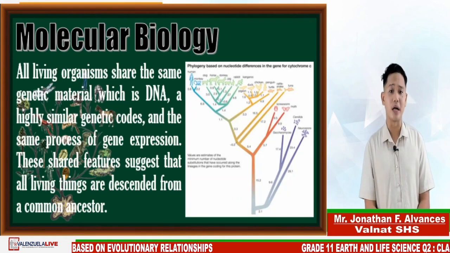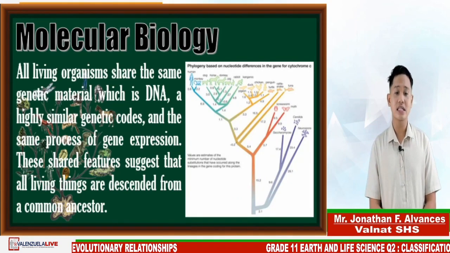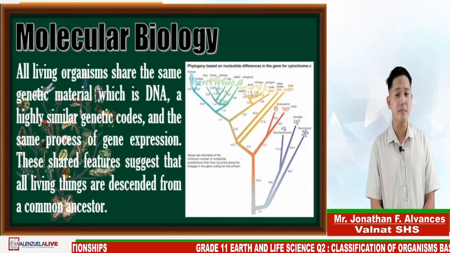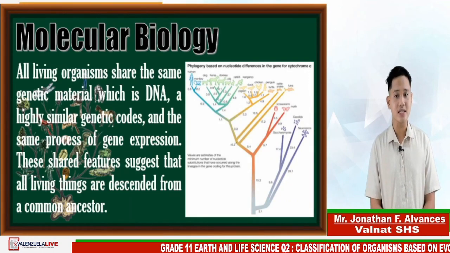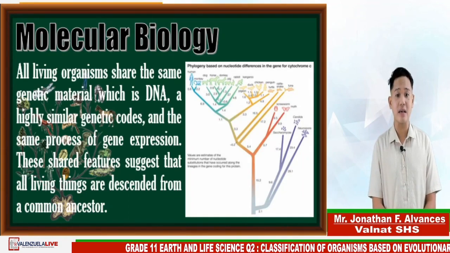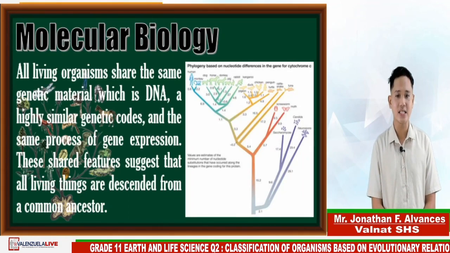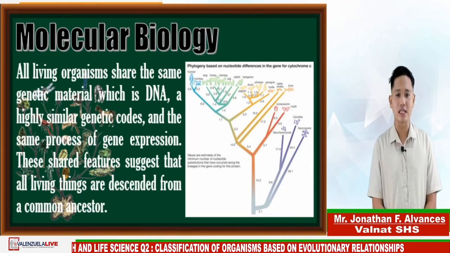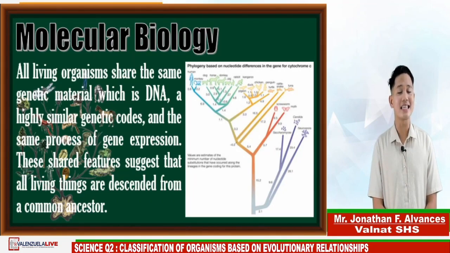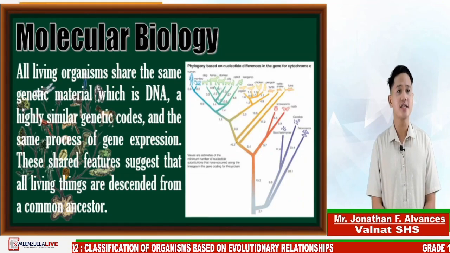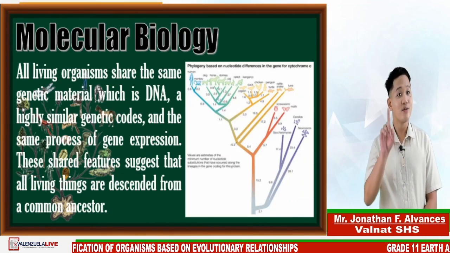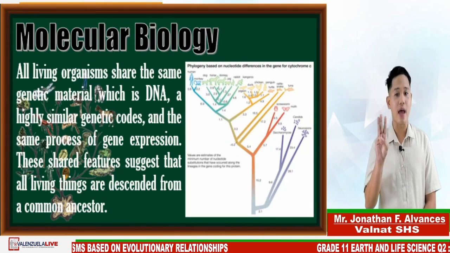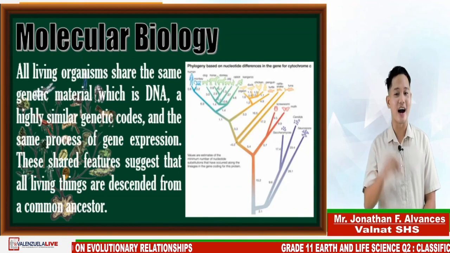For example, human DNA sequences are 98 to 99% the same as those of chimpanzees and 50% the same as those of bananas. These similarities reflect similar metabolisms. Those are the evidences for phylogeny of organisms: fossil records, comparative anatomy, comparative embryology, and molecular biology.